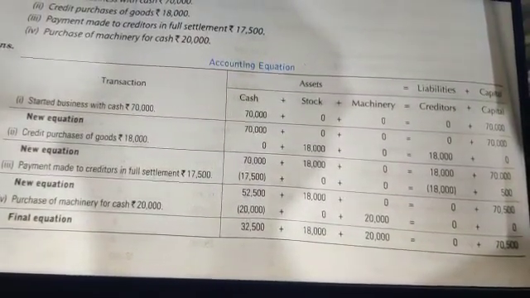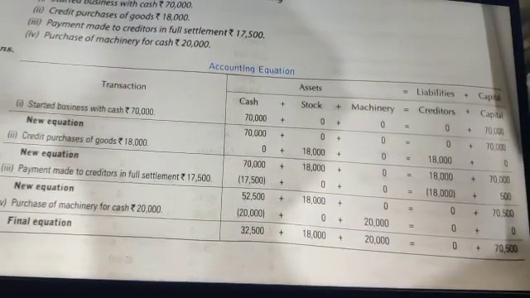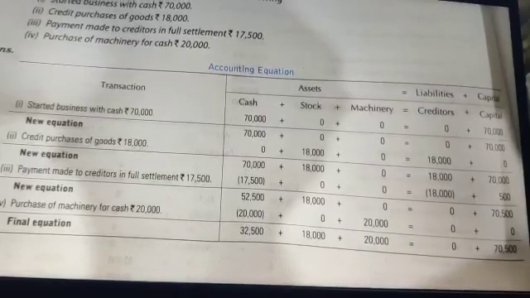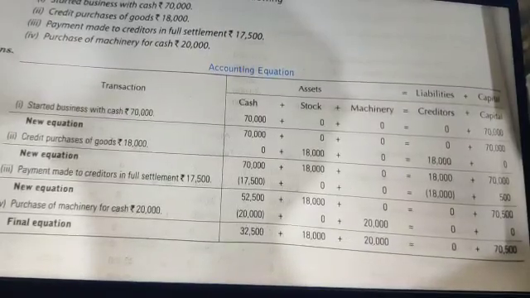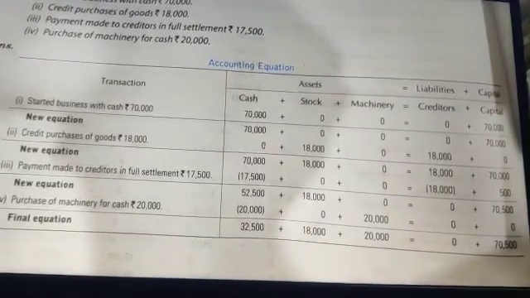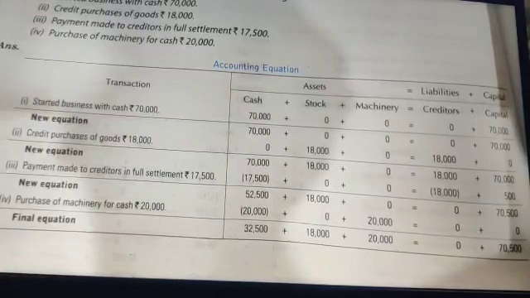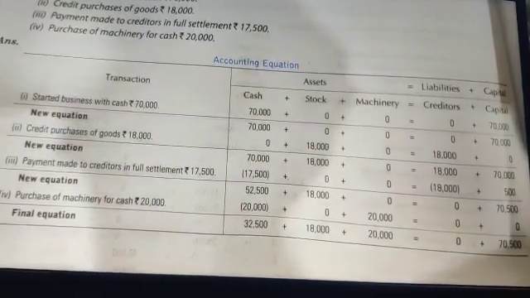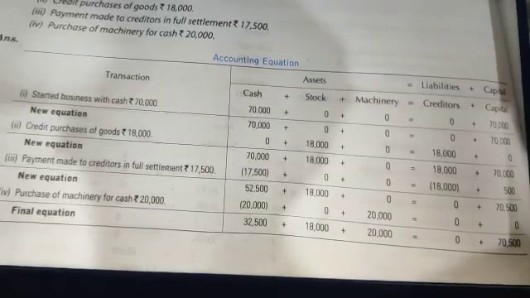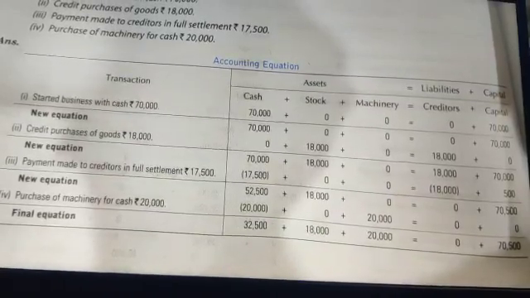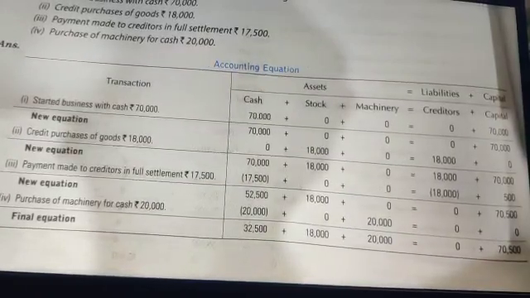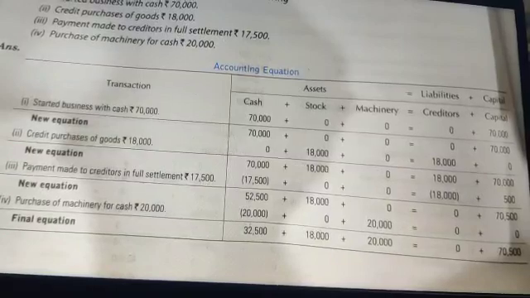Started business with cash rupees 70,000. Cash 70,000, capital 70,000. Credit purchases of goods rupees 18,000. Stock 18,000, creditors 18,000. Payment made to creditors in full settlement of rupees 17,500. Now we can presume it as our discount also or as a rebate also. We were about to pay him 18,000 but we are paying him only 17,500. So we are receiving rupees 500 as our profit.